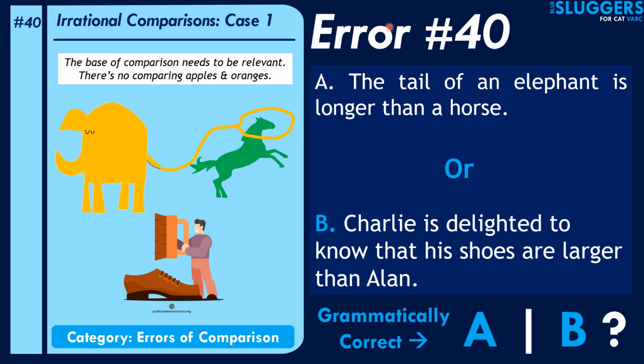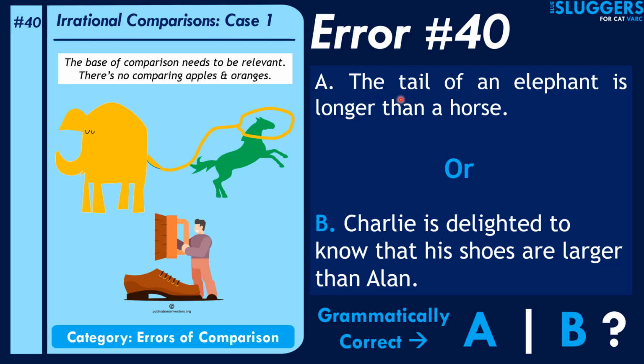So guys, from this video onwards, we have moved on to the category of errors of comparison, right? And this is a pretty interesting one, in fact. So just look at the first sentence. It says there are multiple cases. We'll look at each of these cases one by one. Case one is irrational comparisons. We'll see why it is a case of irrational comparison in a bit.